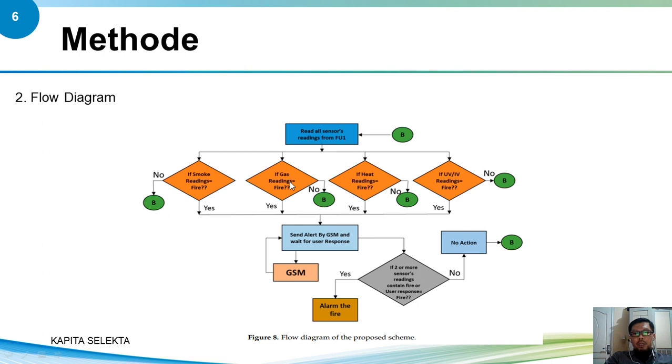And then, if two or more sensor readings indicate fire, it will turn on the fire alarm. If just one sensor reads the indicator, there will be no action.